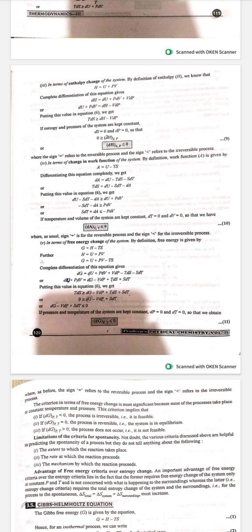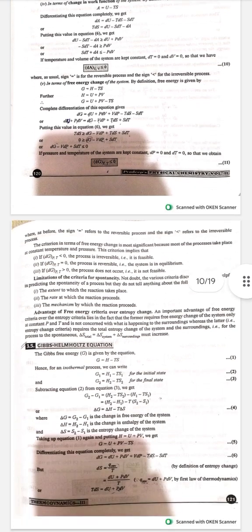And fifth, in terms of free energy of the system. By definition of free energy, G is equal to H minus TS, where H is equal to U plus PV. So G is equal to U plus PV minus TS. Complete differentiation of the equation gives dG is equal to dU plus PdV plus VdP minus TdS minus SdT. So dU plus PdV is equal to dG plus TdS plus SdT minus VdP.